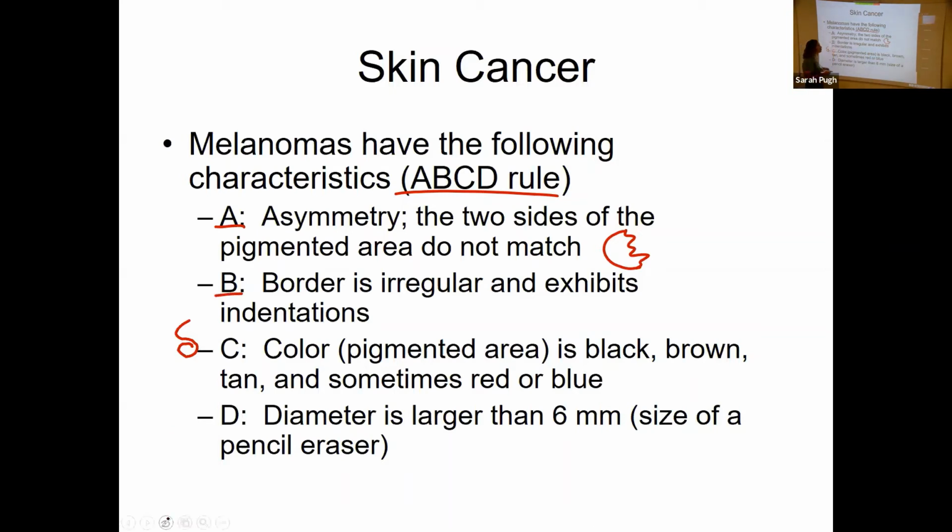Border. The border is irregular. So if instead of being nice and round, it does this, right? It should look like this. So if you have a mole or a freckle that is a little irregular, that would be the border. Color. If it is black, brown, tan, mottled, so a mixture of all of those, or has any red or blue in it, you need to have it checked. And D stands for diameter. If it's larger than about 6 millimeters, which truly is only the size of a pencil eraser, you need to have it checked, okay?